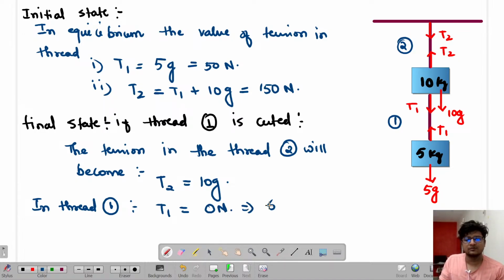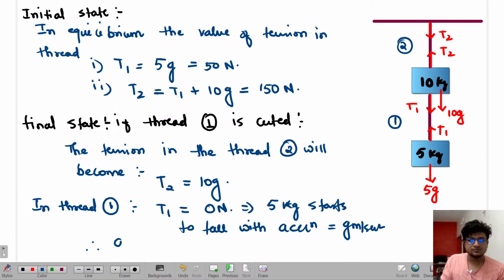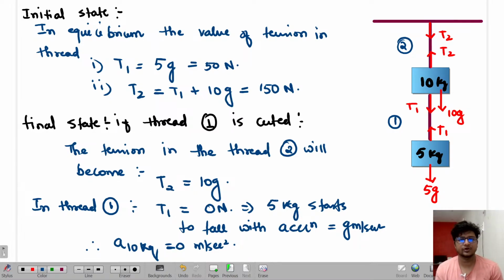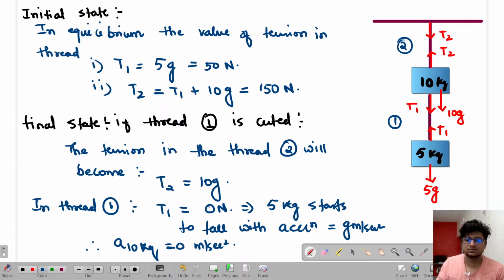This implies the 5 kg block starts to fall with acceleration equal to g meter per second square, and the acceleration of the 10 kg block at that instant of time will be how much? 0 meter per second square. Say me something, yes or no? Clear or not clear? This point? कोई तो कुछ बोलो, yes or no?